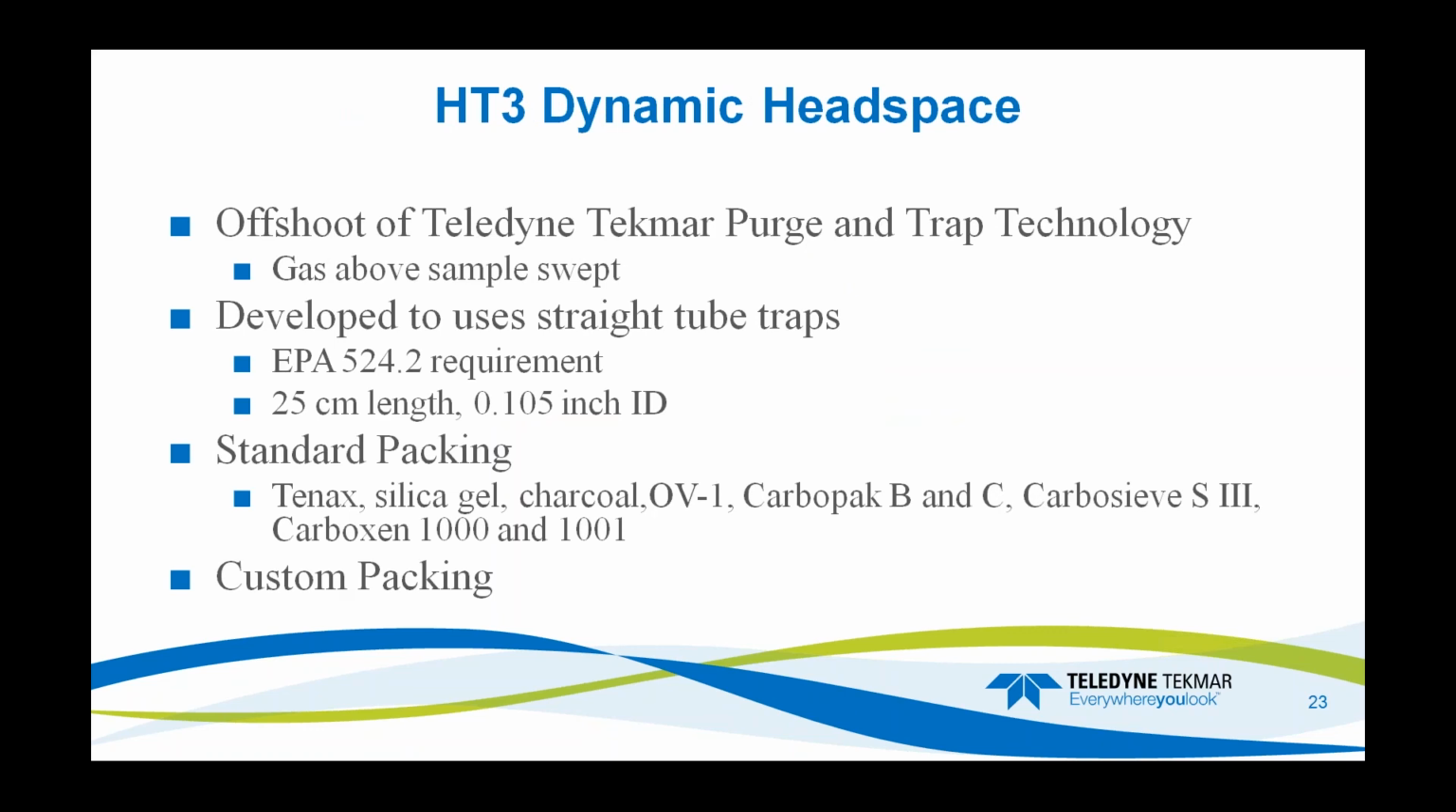This says that you should use a 25 centimeter length tube that's about 0.105 inch ID. It comes with standard packings. Those packings are Tenax, silica gel, charcoal, OV-1, Carbopack B, Carbopack C, or Carbosieve 3, Carboxen 1000, or Carboxen 1001. And these are all standard traps that are available with different amounts of these compounds in them. It also can do custom packing because this is an open tube. For those that remember packed columns and had to pack the old glass columns way back when, the same technique is used to pack these straight tube traps, where you close off one end, pull in your packing material, whatever trap material you'd like to use, and then seal that up and use that on the system.